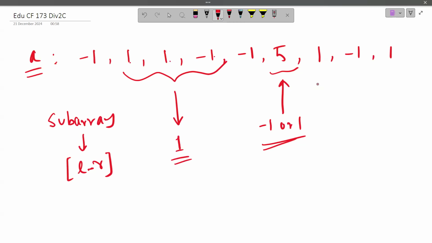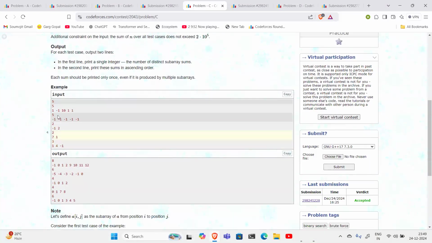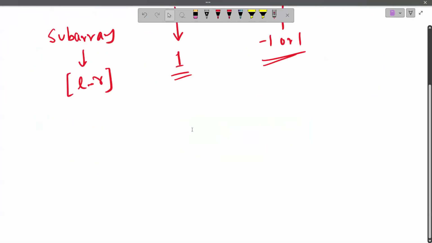So the question asks that we have to print all possible distinct subarrays which are possible. So let me take a quick example. Let me take a smaller example, say minus 1 and 2.